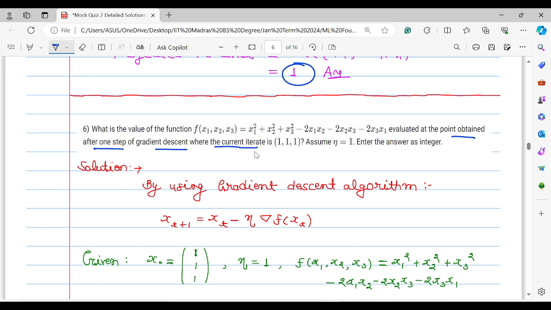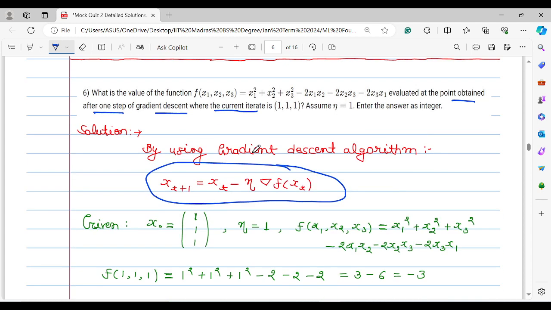So by using the gradient descent algorithm, we have this formula: x_{t+1} = x_t − η ∇f at x = x_t. The x naught is given as 1, 1, 1, and η equal to 1 is also given, and the function is given. We have rewritten this function.